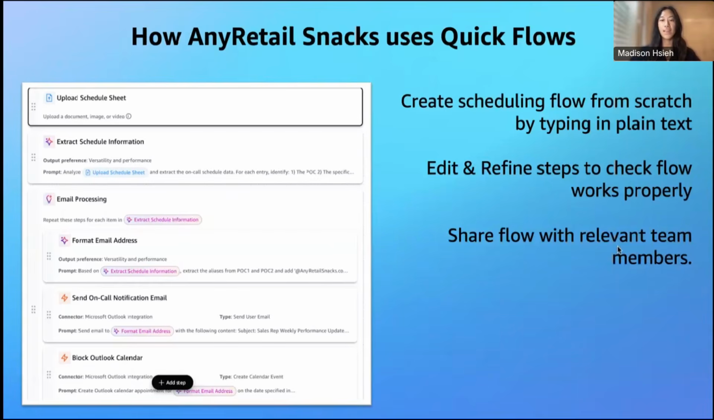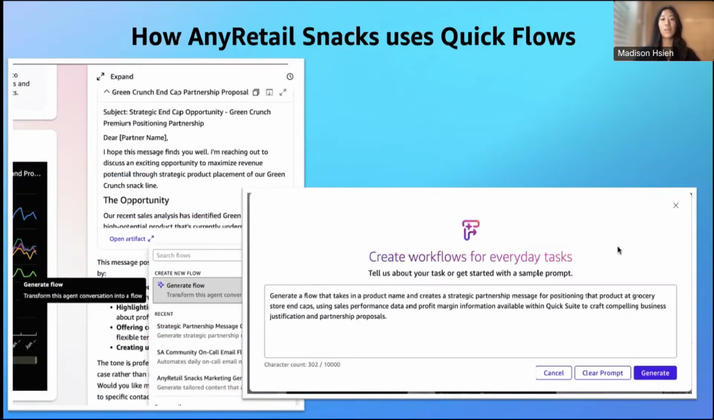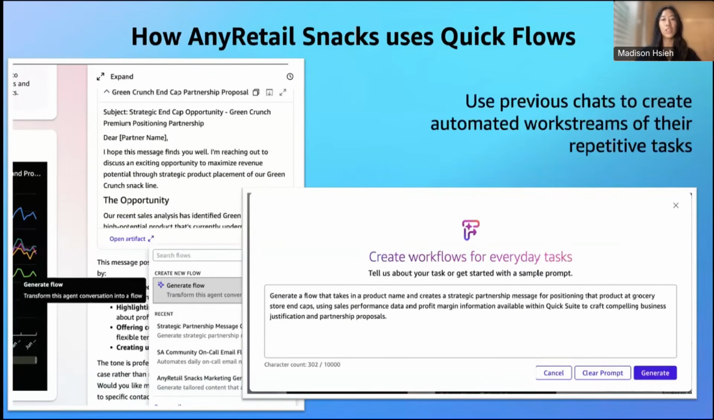All right, and then the second one that we'll be seeing today is going to be directly from a chat. So this is a really interesting use case that we've seen: a lot of the time people are used to typing into chat agents what exactly they need. And if that's a repetitive task, you can create a quick flow straight from your chat. So we'll see how the team does that, and we'll use a previous chat to create an automated workstream of the repetitive task. In this case, it will be a meeting partner scheduler through email.